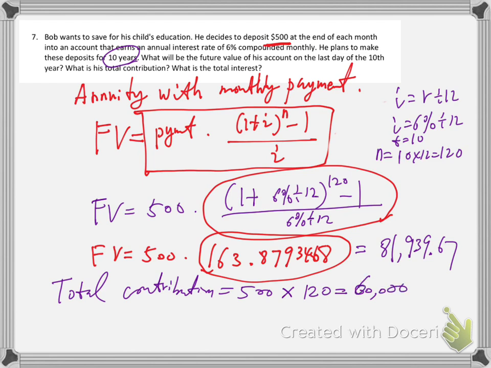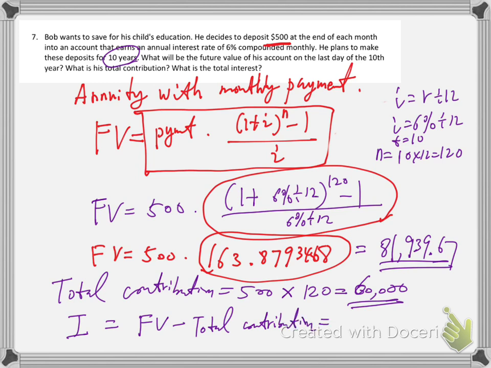Now what's the extra part? Compare these two numbers. The extra part will be the interest part, right? The interest is future value minus this total contribution. This is 81,939.67 minus 60,000. This is 21,939.67.